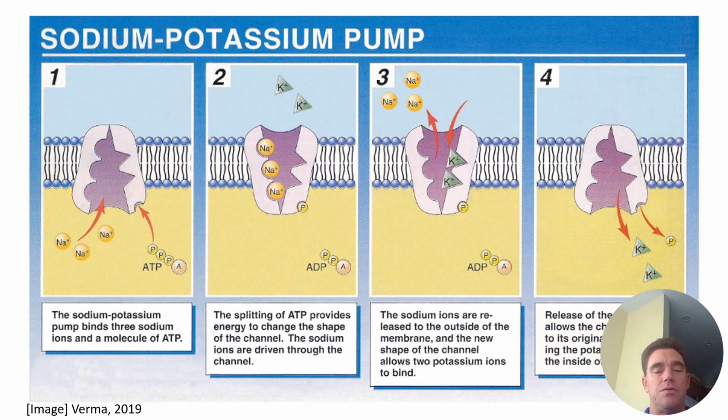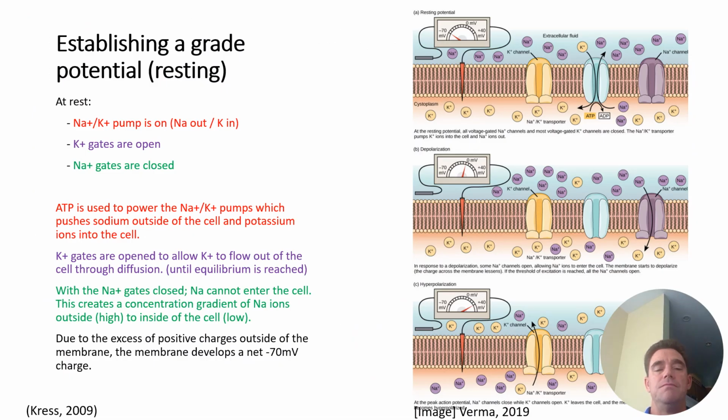So let's look at the actual process. Here's the sodium-potassium pump. You see it's a 3:2 ratio. We're going to take 3 sodium ions out and 2 potassium ions in. You can see that it only works when they all combine. And again, this is using energy. All right, so that is establishing a potential.